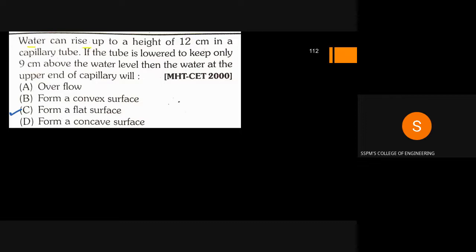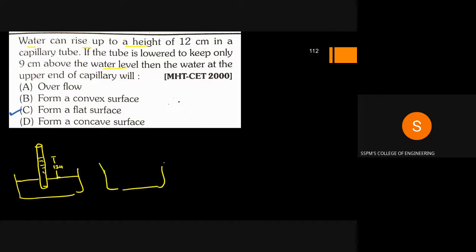Water can rise up to a height of 12 centimeter in a capillary tube. If the tube is lower to keep only 9 centimeter above the water level, then the water at the upper end of the capillary. Okay. So in this case, so what is given? This is the capillary tube. It is immersed in the water. Okay. The height of 12 centimeter in a capillary tube. So up to 12 centimeter. If the tube is lower to keep only 9 centimeter above.